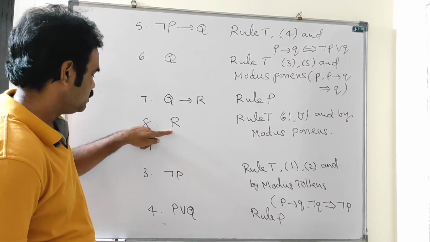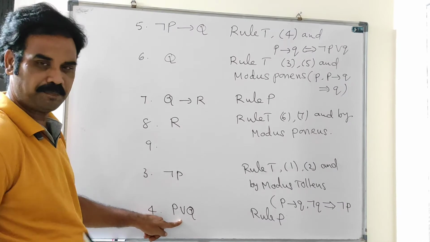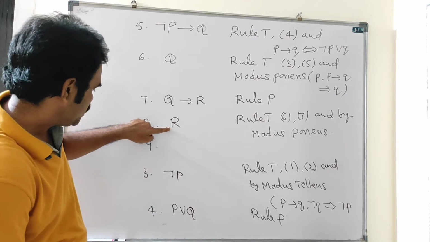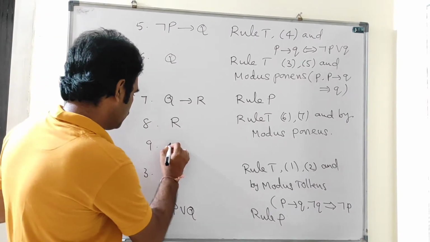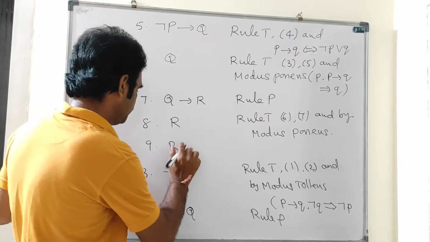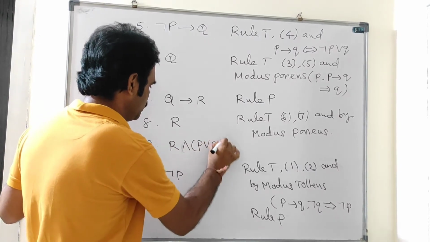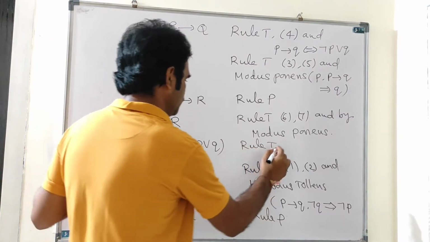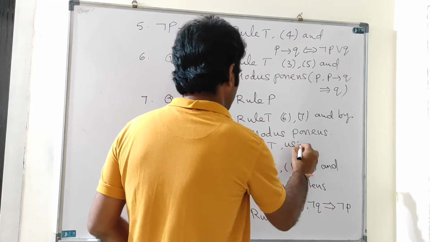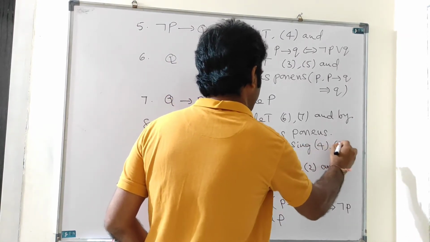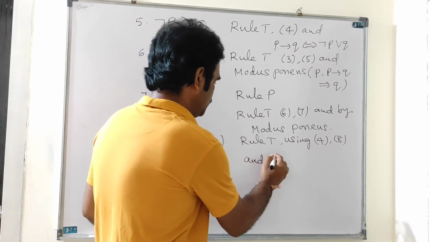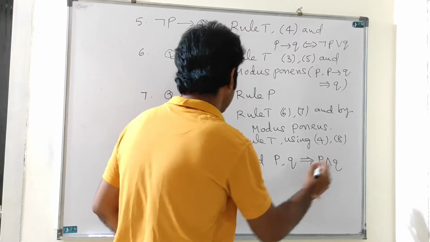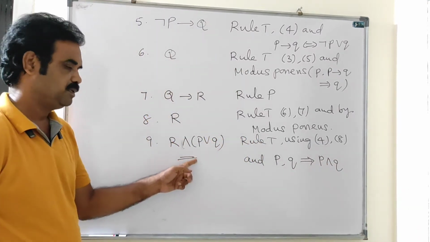8th step is R and the 4th step is P or Q. You know that P, Q imply P and Q, conjunction rule. That's why 8th step R, 4th step P or Q, from that we get R and P or Q. This is rule T using 4 and 8, and conjunction means P, Q imply P and Q. R and P or Q is the required conclusion.